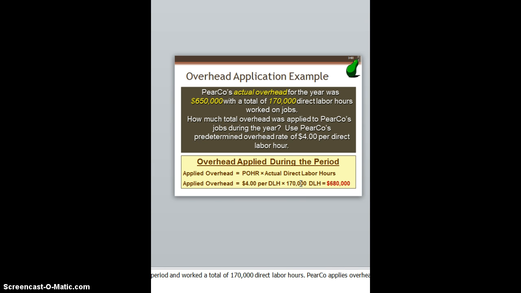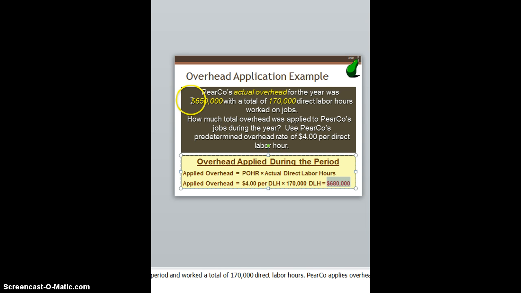Let's look at an example. Paraco's actual overhead for the year was $650,000, with a total of 170,000 direct labor hours worked on jobs. How much total overhead was applied to Paraco's jobs during the year? Using Paraco's predetermined overhead rate of $4 per direct labor hour, they would have applied $680,000 of overhead, because there were actually 170,000 direct labor hours. At $4 per direct labor hour, they would have applied $680,000 of overhead to jobs.